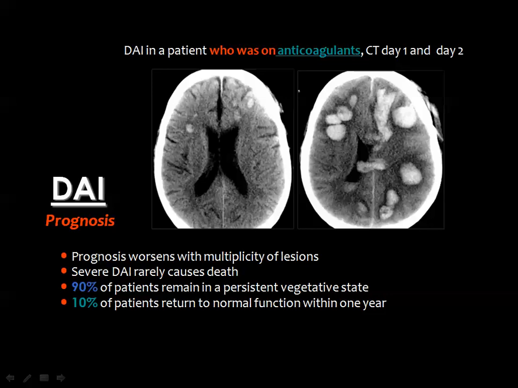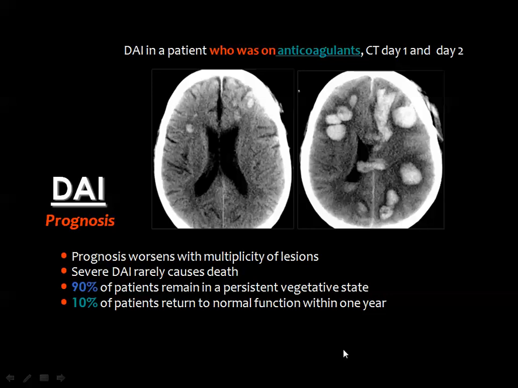This patient developed diffuse axonal injury after trauma, and he was on anticoagulant therapy. Being on anticoagulant therapy, he is liable to more bleeding, and this is what happened on the second day of injury. The foci were small, then the follow-up showed more bleeding because of the anticoagulant.